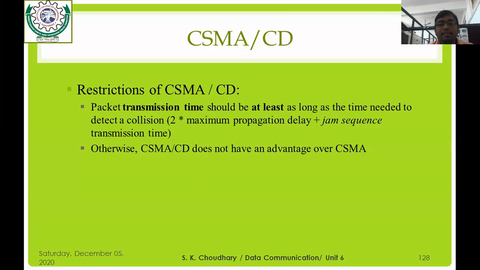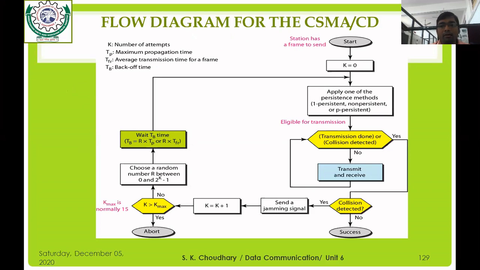Now, what are the restrictions with CSMA/CD? The packet transmission time should be at least as long as the time needed to detect the collision. So it is twice the maximum propagation delay plus the jam sequence time. Otherwise, CSMA/CD does not have an advantage over CSMA. Okay, so this is the flow diagram for CSMA/CD. That would be very simple to learn.